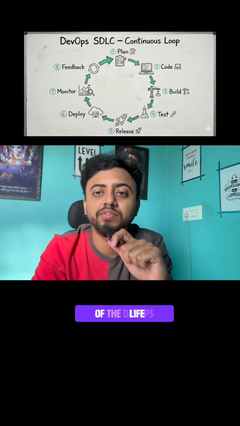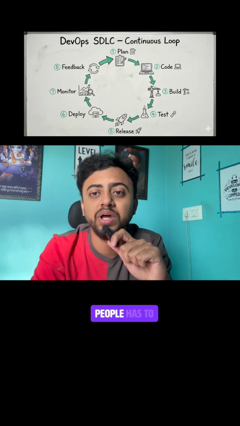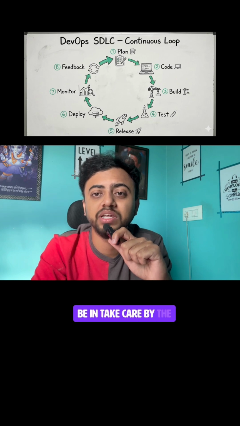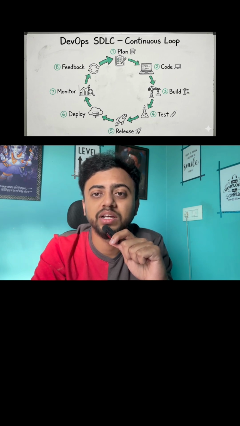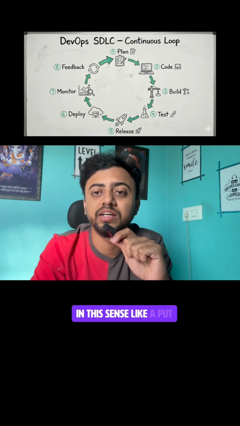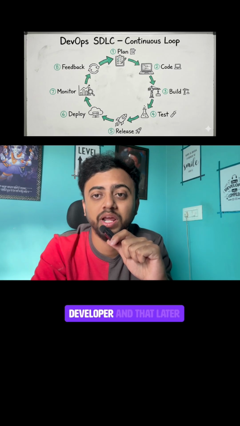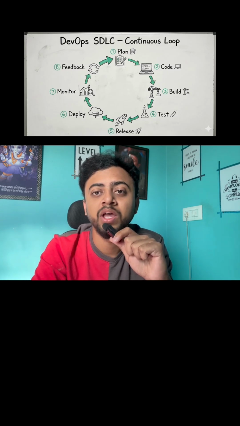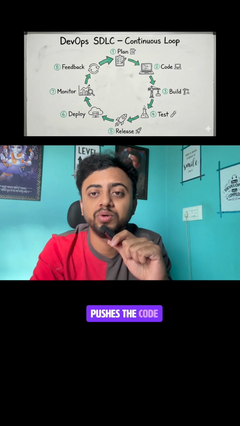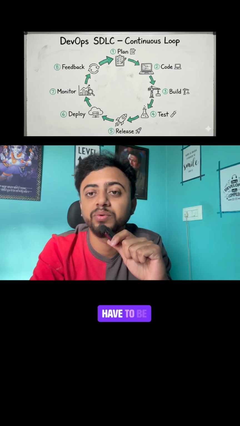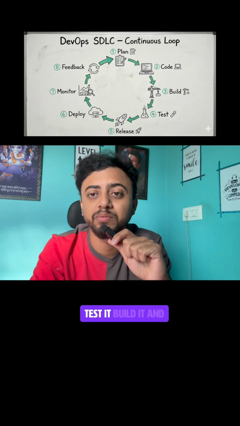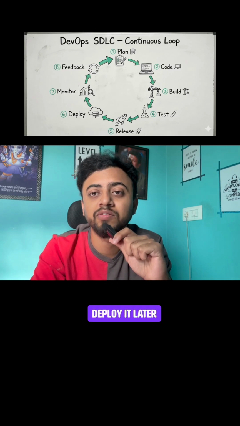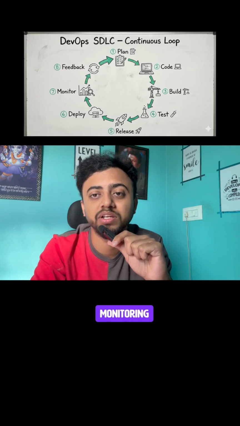What is the life cycle of DevOps? The developer pushes the code to GitHub, and later it is taken care of by the DevOps team. Once the code is pushed to GitHub, they have to test it, build it, and deploy it. Later we need to take care of the monitoring stage.